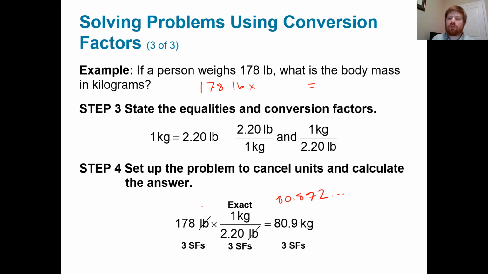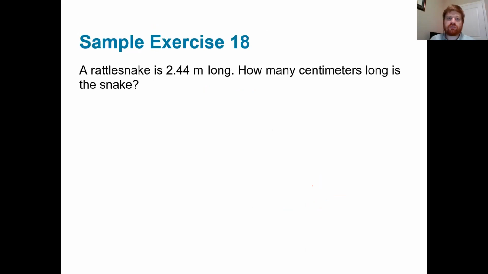So a 3 significant figure number divided by a 3 significant figure number means we need 3 significant figures for our answer. We go 1, 2, and 3. Look to the right, it's a 7. We round up. That gives us our answer here, 80.9 kilograms. Again, I don't know if this was the exact answer, but this hopefully gives you an idea of how you would solve that.